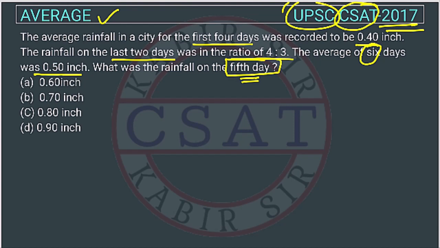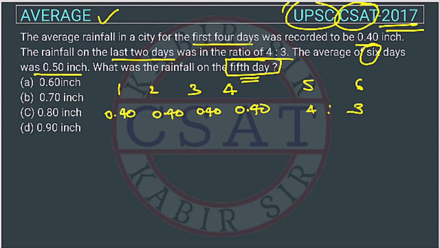So they have given the 4 days, first, second, third, fourth day. Here also 0.40, second day also, third day also, and fourth day. For the 5th and 6th days, what they have given is the ratio 4:3. So you know, whenever the ratio is given, we can assume some variable k. So we can say this is 4k and this is 3k, right?